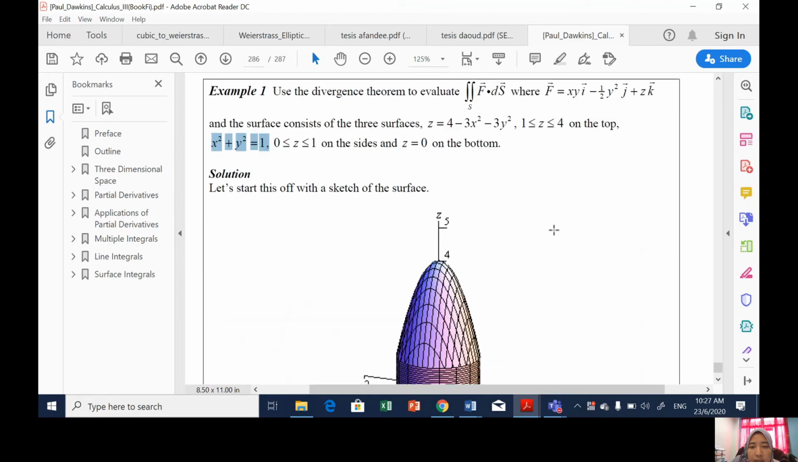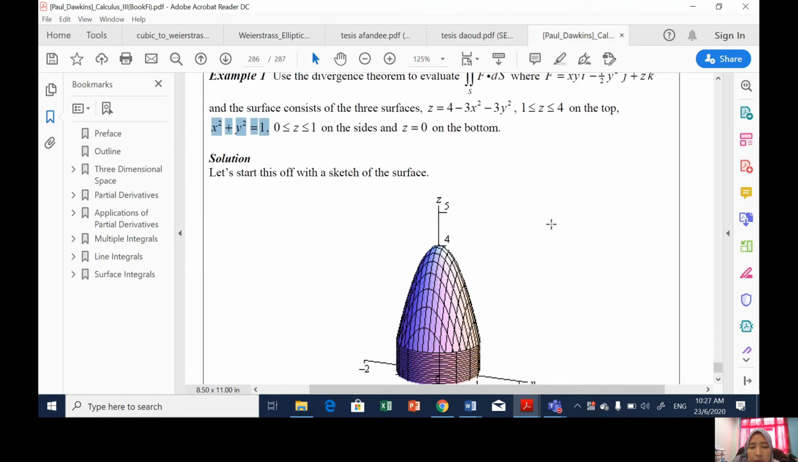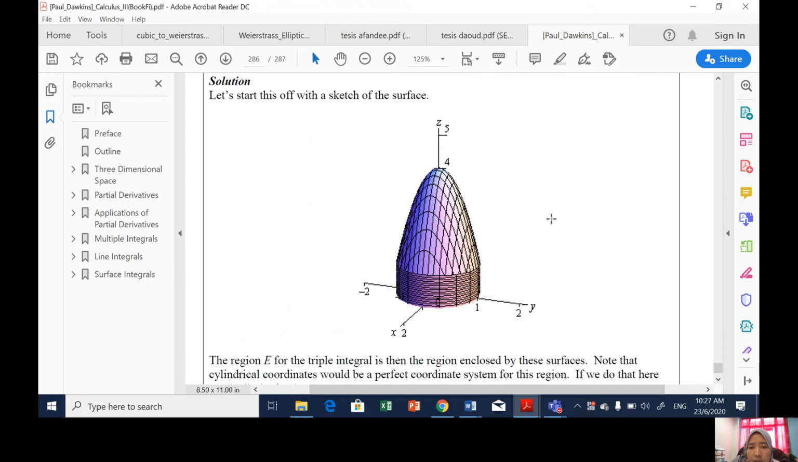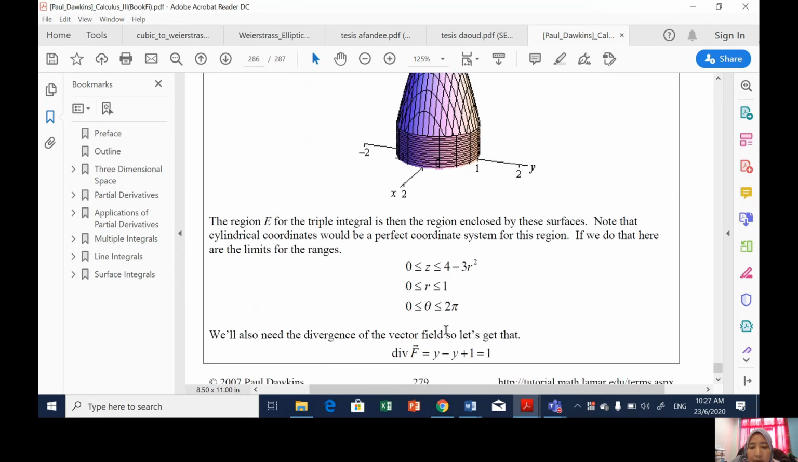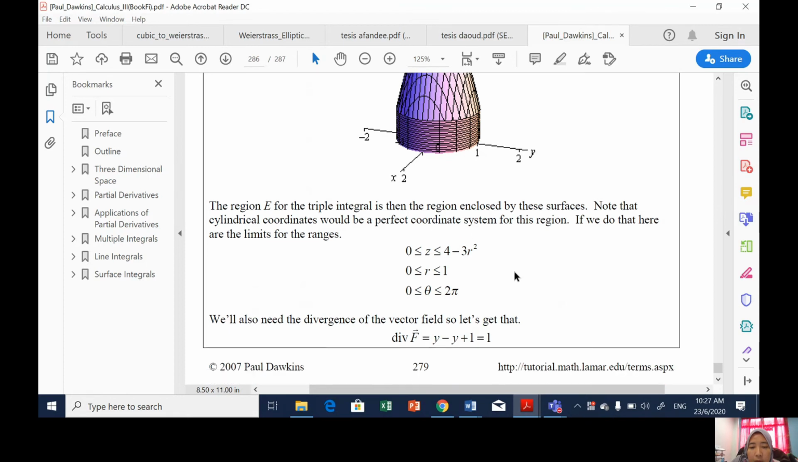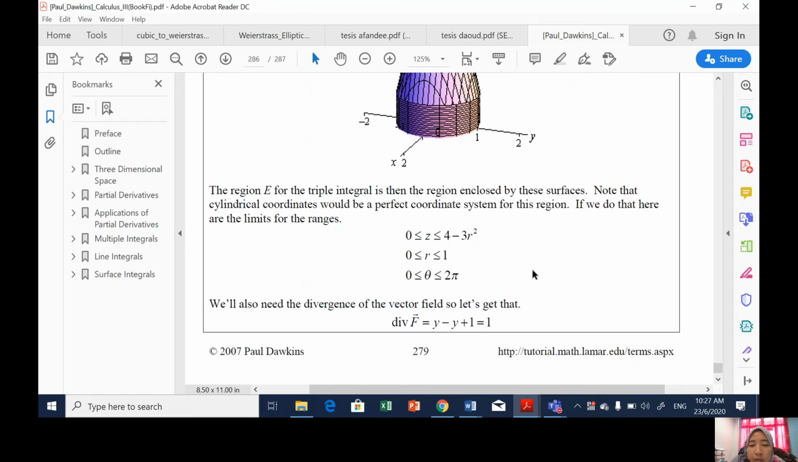Theta is the rotation in the xy plane, so we have from 0 to 2 pi. Now we have to decide whether dV will be dz dr d theta, or d theta dr dz, or dr dz d theta, and so on. How to decide? Depending on the limit.